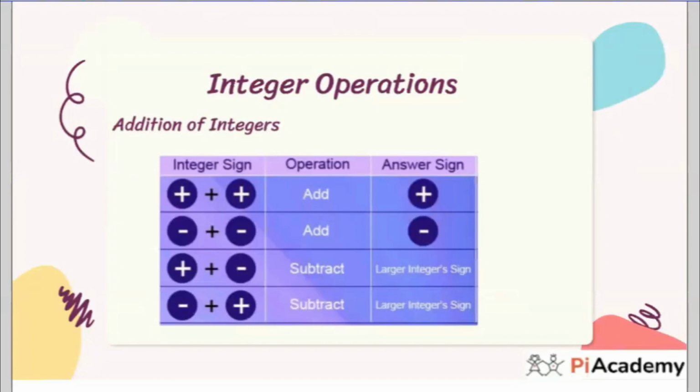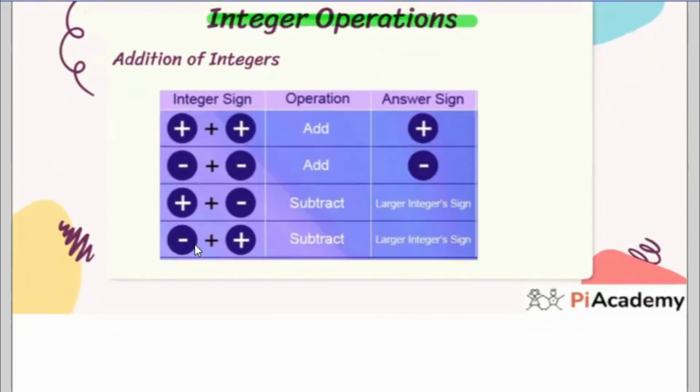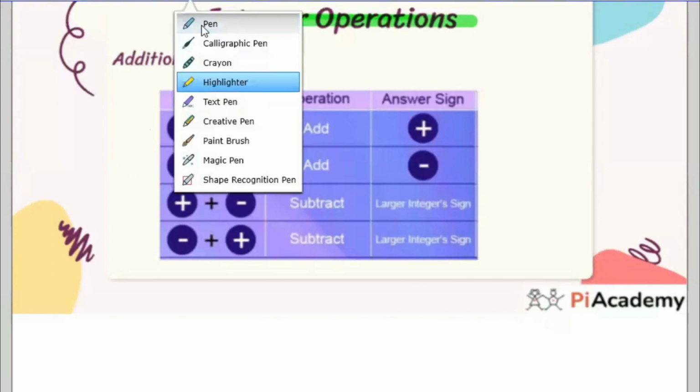First of all, if we are talking about integer operations, let's start with the easy one, and that is just addition, right? We are all good at adding the integers. There is a table, and this table is important for you. Here the sign is given. You can think of any number, for example, plus 8.